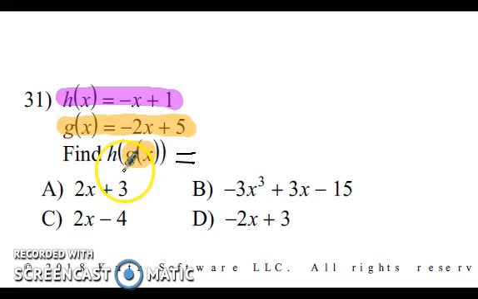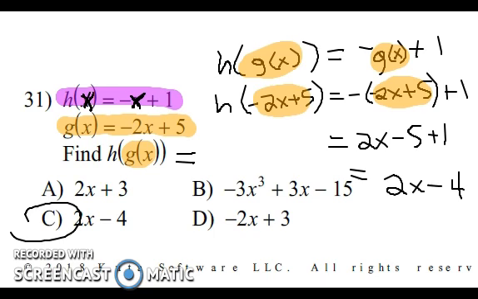All right, for our next question, we have h of g of x. So wherever there is an x within h, we're going to place that g of x function. I'm running out of time, so I'm just going to have to show you the answer.